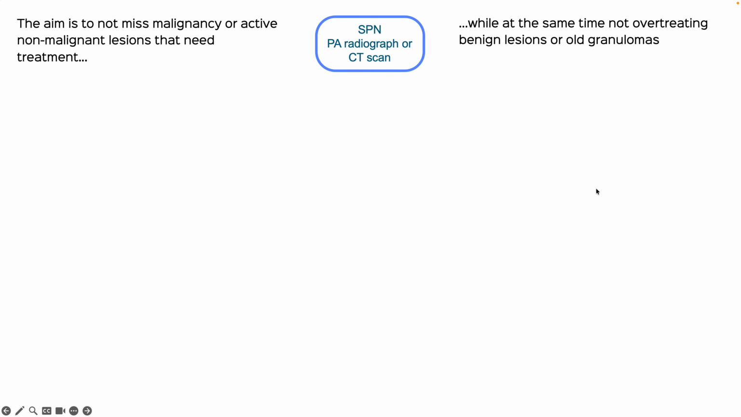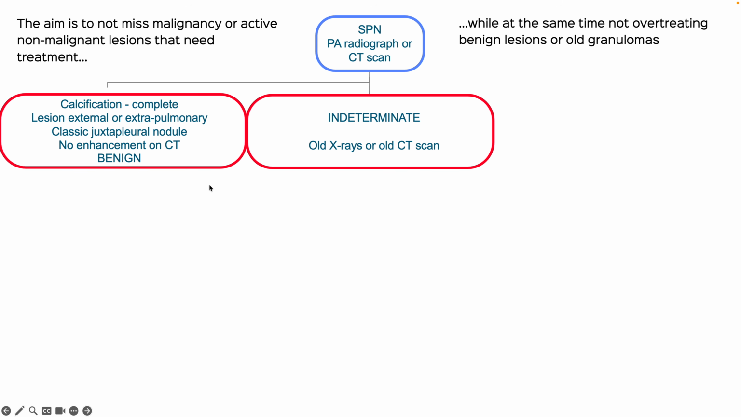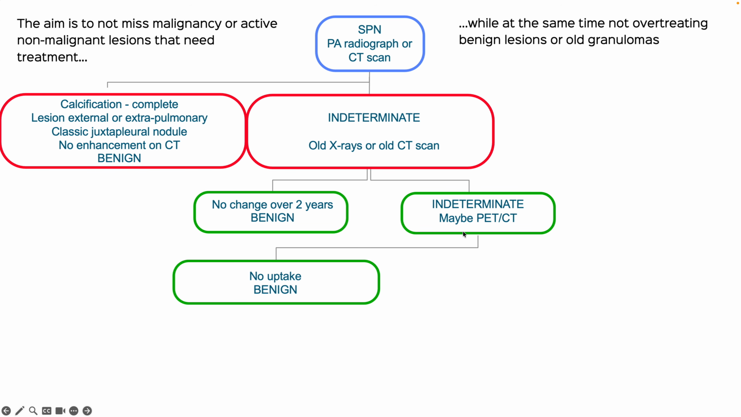So if you look at the flow chart for solitary nodules, the aim is not to miss malignancy or active non-malignant lesions that need treatment, while not over-treating benign lesions or old granulomas. So when we see a nodule on X-ray or CT, we first confirm that there are no benign criteria. If it remains indeterminate, make sure that it has grown.